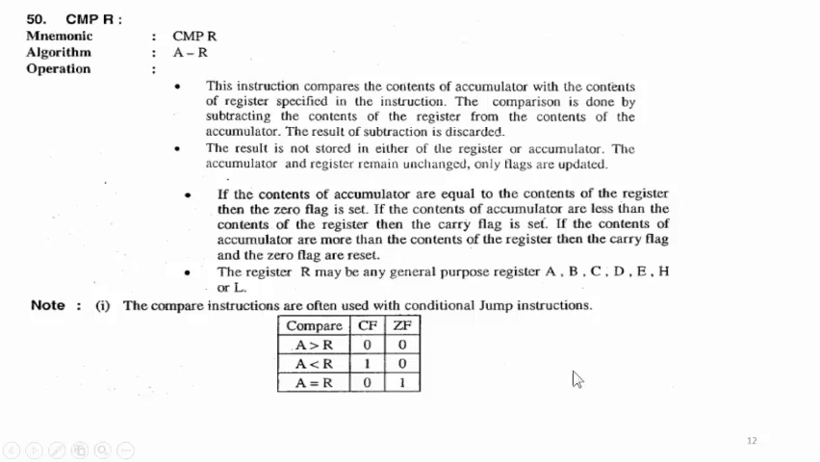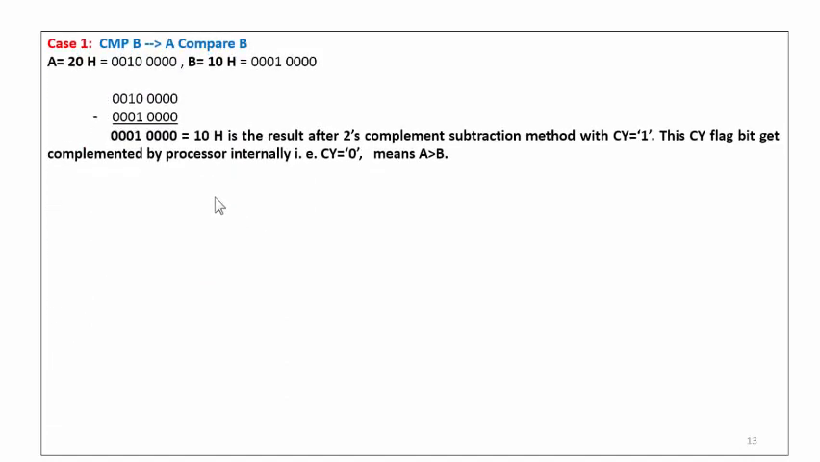Because, as I said, the comparison is done internally using the subtraction technique. As the accumulator content and the data in the register are the same, the subtraction result you will get is 0. That's why in the zero flag you will get 1. So at that time we can say that the accumulator content and the specified register content are the same. We will see different cases one by one by assuming the data.